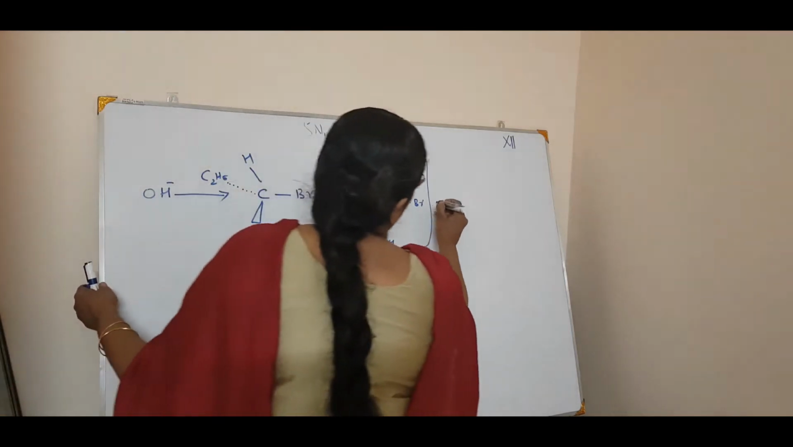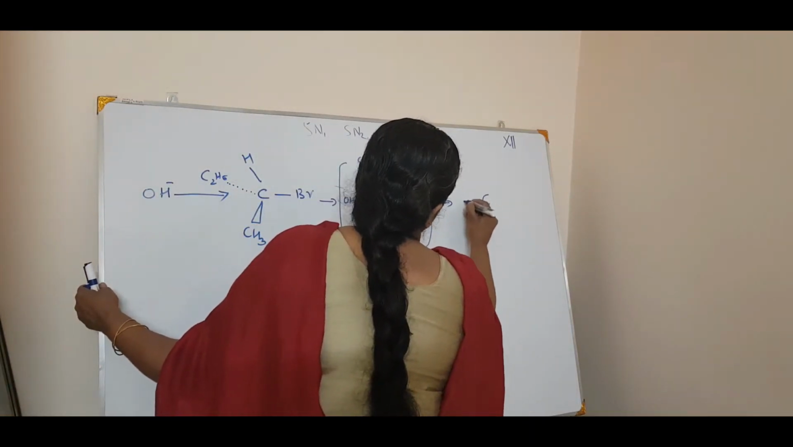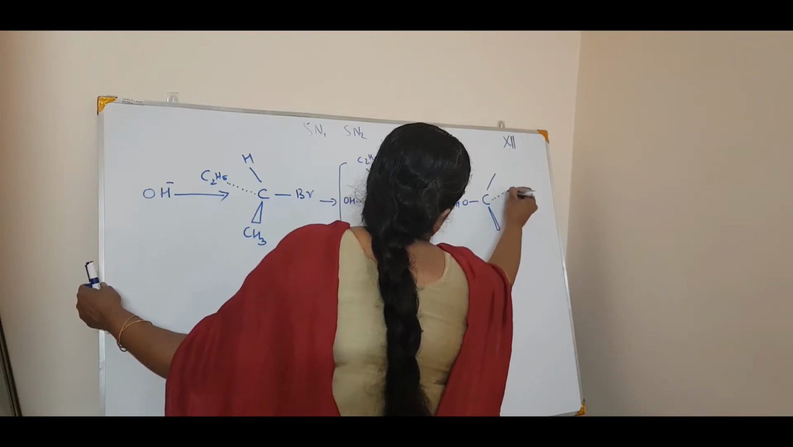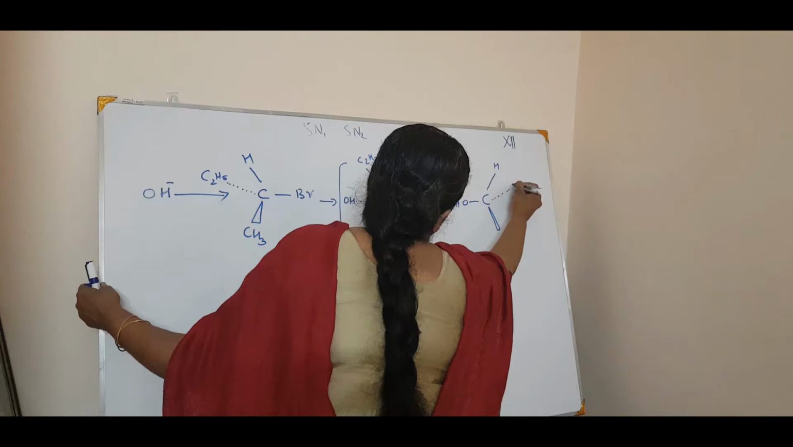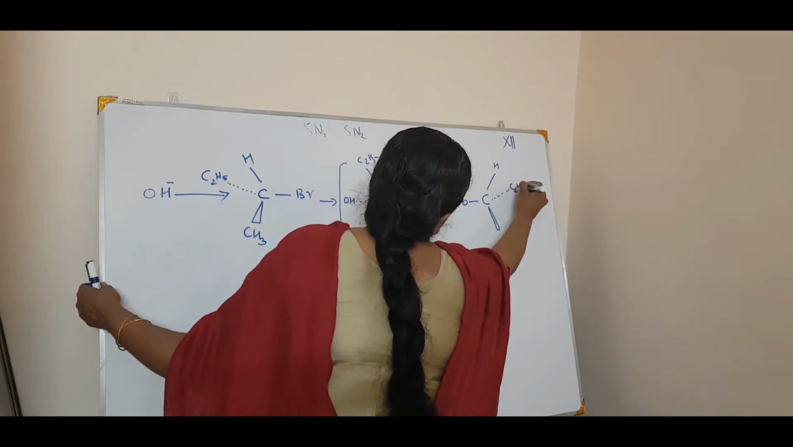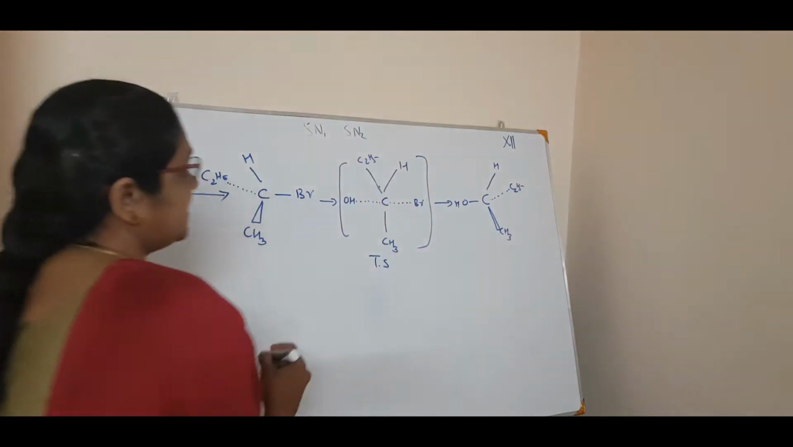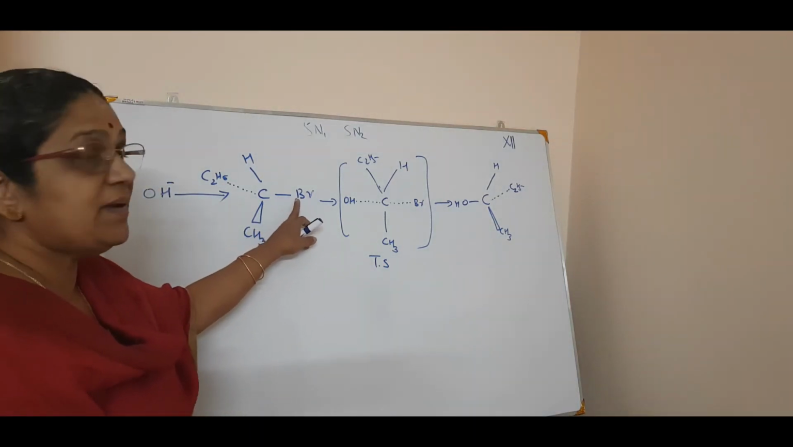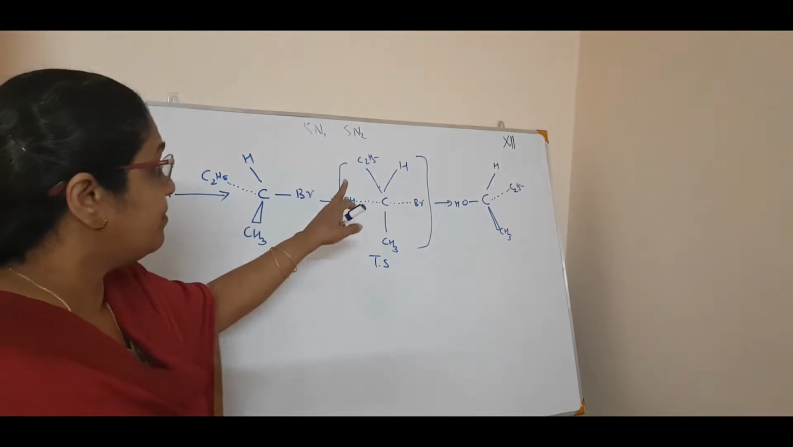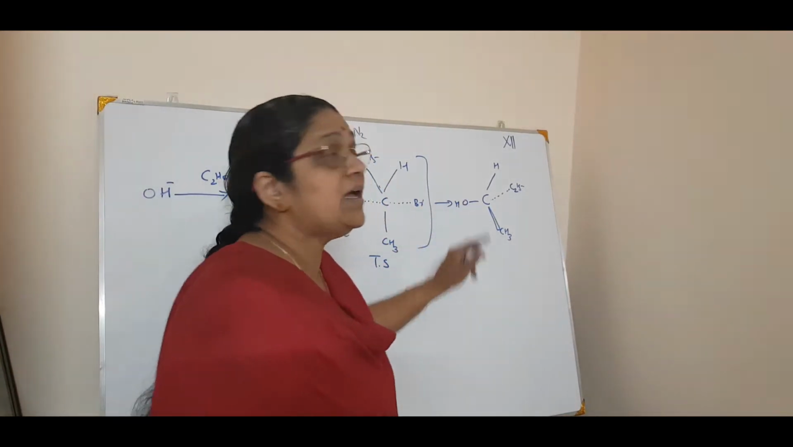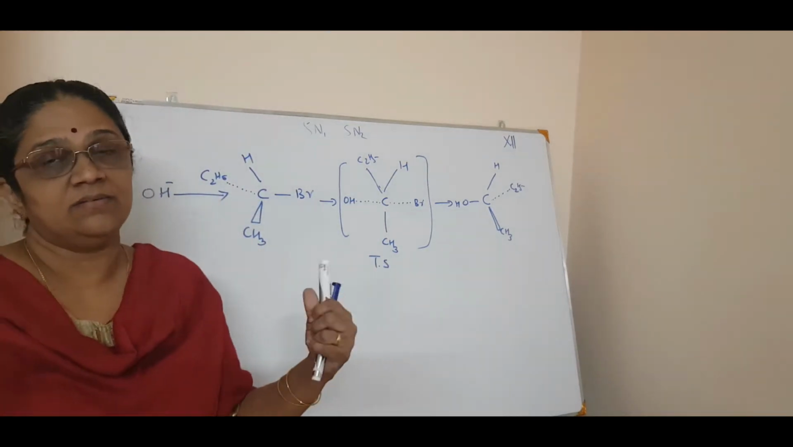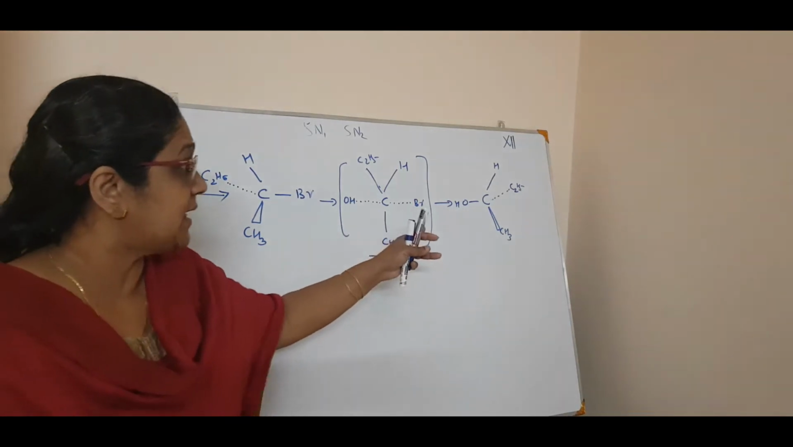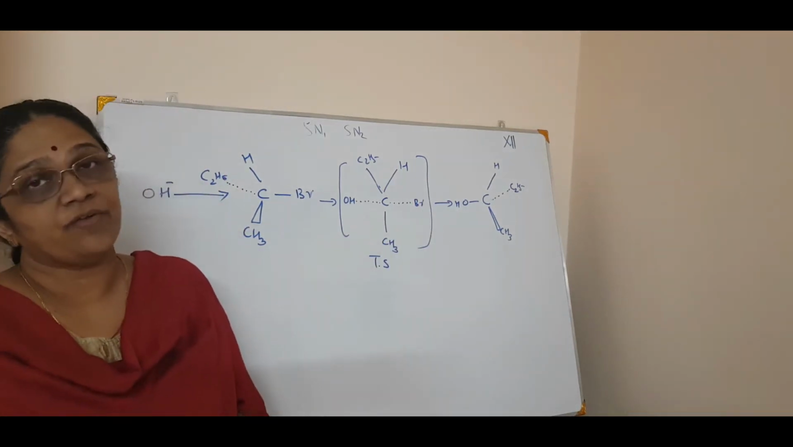So what will happen here? The OH will be here, and see, there is no configurational change, just an inversion of configuration. That is CH2 minus, and here is CH3. See, this is inversion of configuration. Here the Br, the halide ion, is on the right hand side, but in the resultant product it is on the left hand side, like an umbrella in the wind, it will come off the board. So in that case, it is called the inversion of configuration.